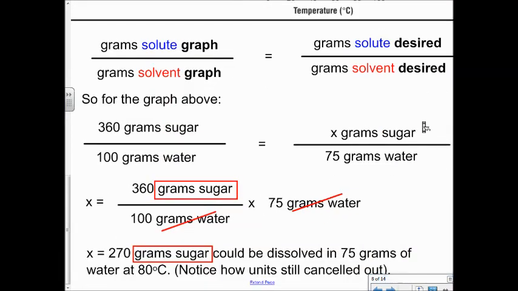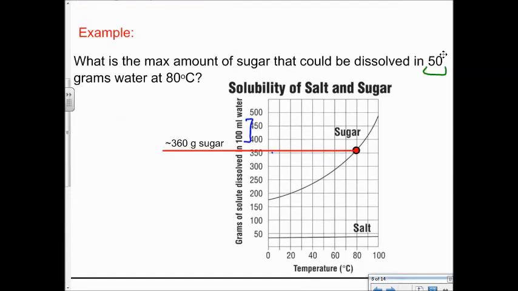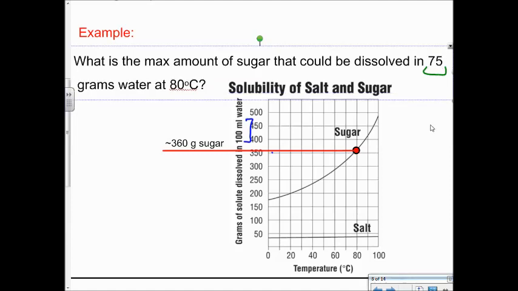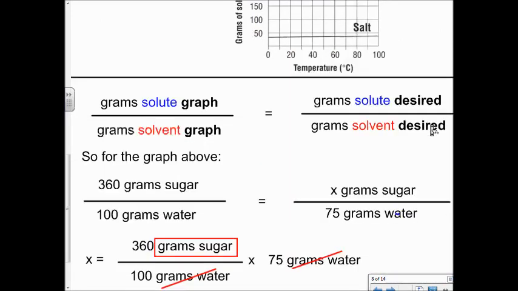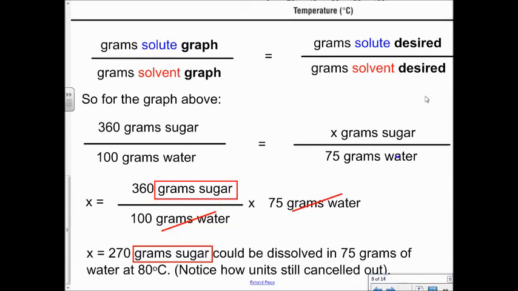So we take our 360 grams of sugar, because that's how much could be dissolved per 100 grams of water, and now we're solving for, I have 75 here. Let's just change this. I apologize. We'll make this harder than it was. Now I'll do this for 75 grams of water. And now we're finding out, well, if I only have 75 grams of water, how much sugar could I dissolve? So then we have X grams.